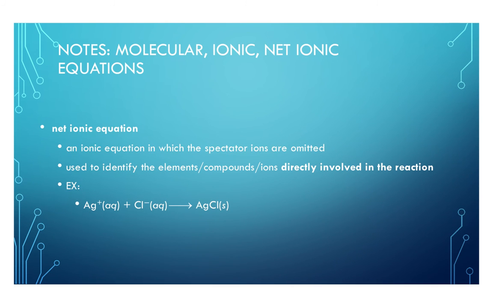Which then brings us to our net ionic equation. Okay, and it's an equation in which spectator ions are omitted. So things that are ions before and the same ion after the reaction are omitted, and the equation is used to identify the elements and compounds directly involved in the reaction. What is actually in the beaker that's reacting?